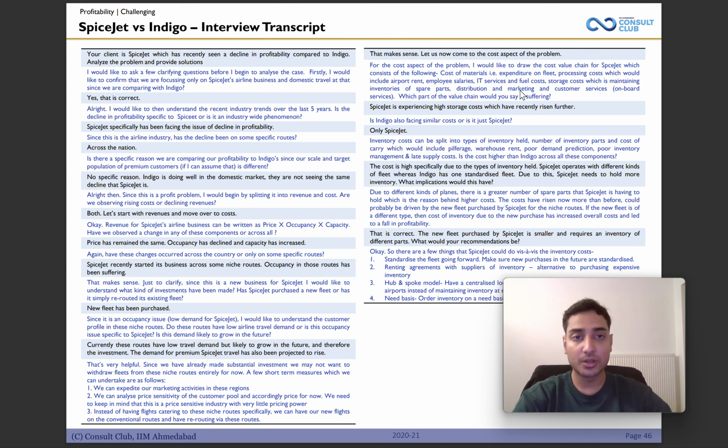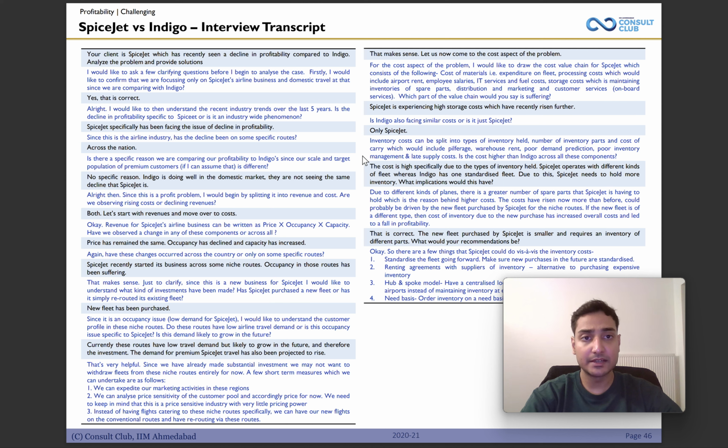So the candidate has done a pretty good job dividing the whole value chain into different components and providing subsections of those components, and then asking the interviewer where to focus. SpiceJet is experiencing high storage costs, which have recently risen further. Is Indigo also facing similar costs, or is it only SpiceJet?